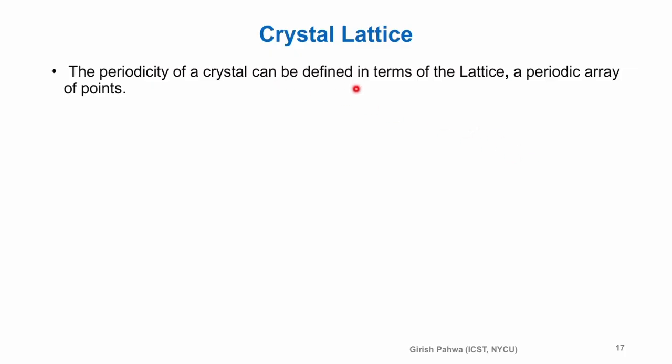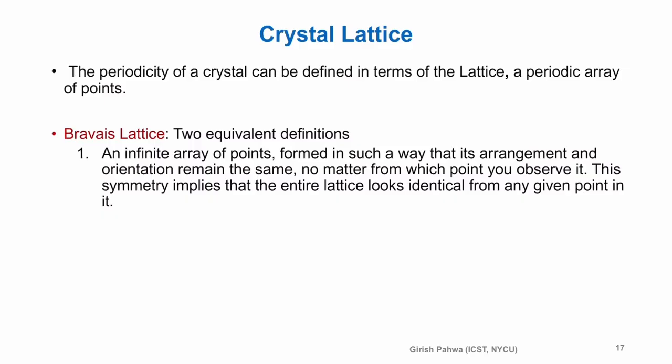Now there is a special class of crystals which is called Bravais lattice. So what is Bravais lattice? There are two equivalent definitions of the Bravais lattice. So let's talk about the first definition. It is an infinite array of points formed in such a way that the orientation remains the same no matter from which point you observe it. I have an arrangement of points, and no matter at which point I sit and look around, I will find exactly the same arrangement as at any other point.